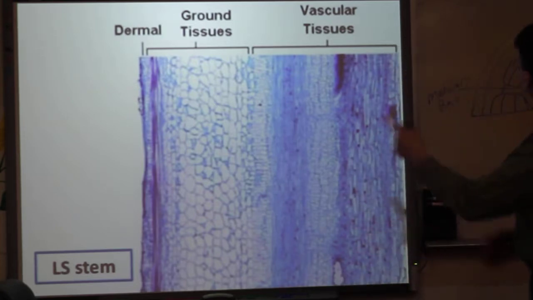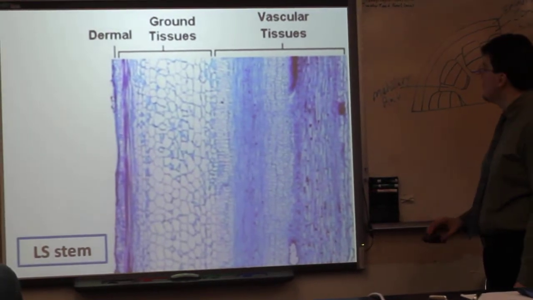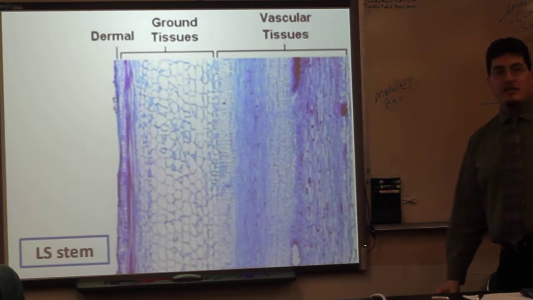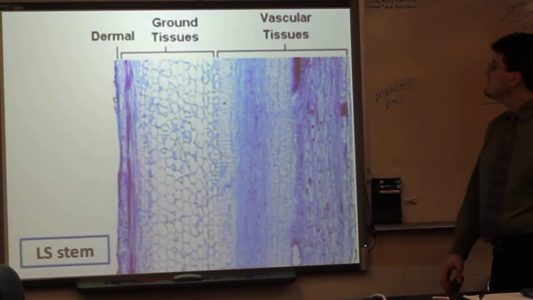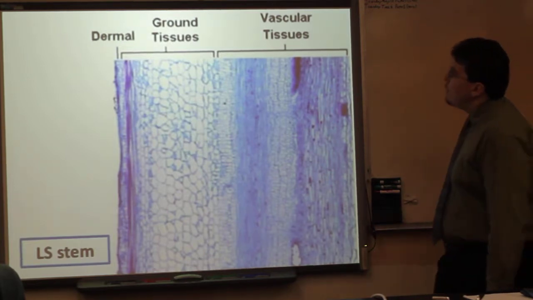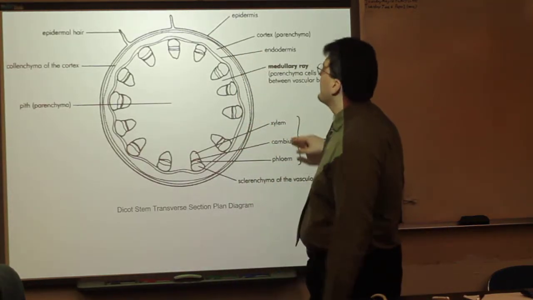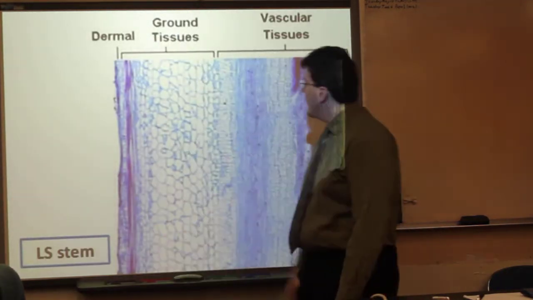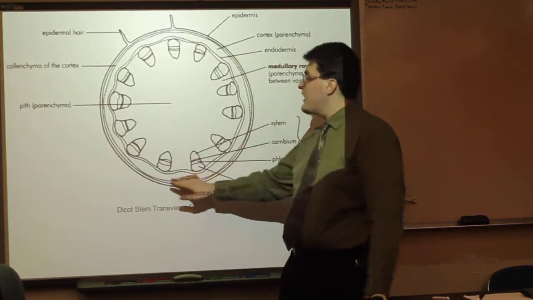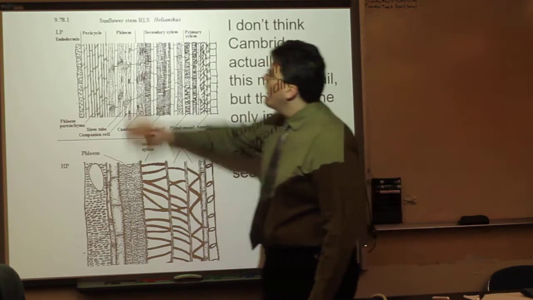Now, this is a longitudinal section. And no, your video quality did not just suddenly go down to 480p. It is actually graining on the slide itself. Sorry about that. So, if we remember, we have our epidermis on our outermost layer. We have our cortex in our next outermost layer. We have our vascular tissues next.